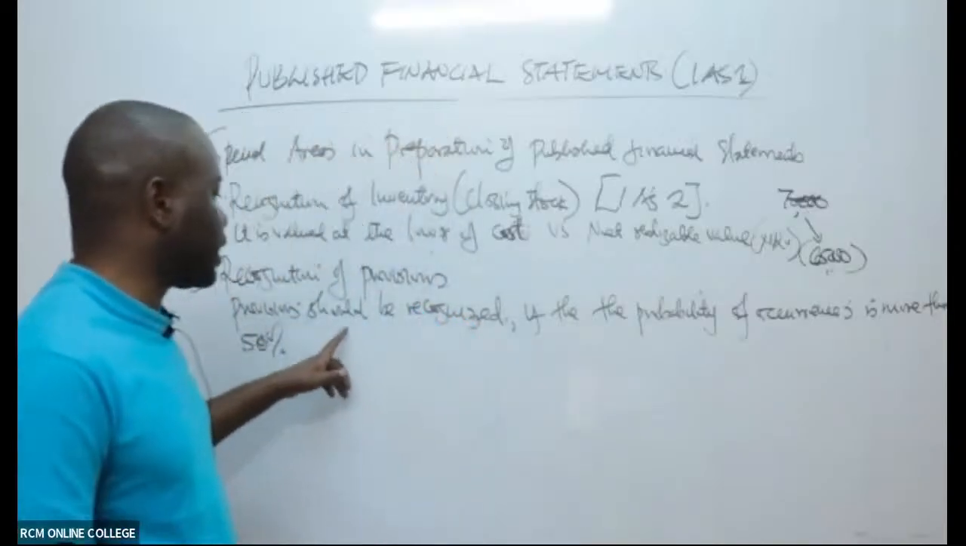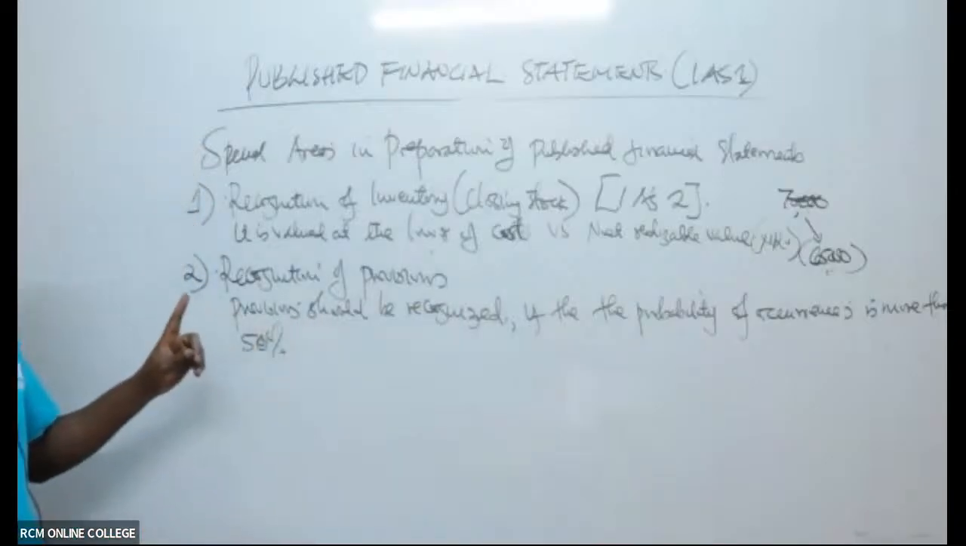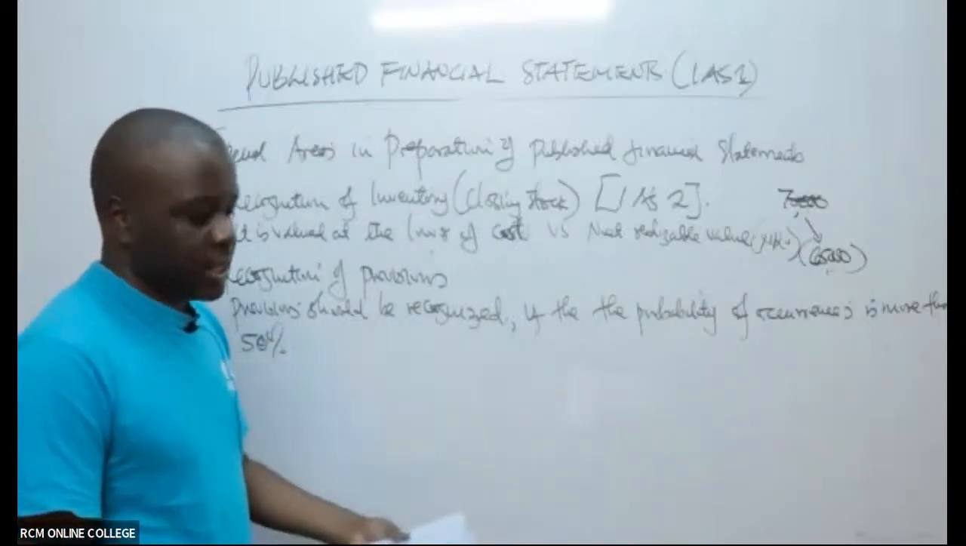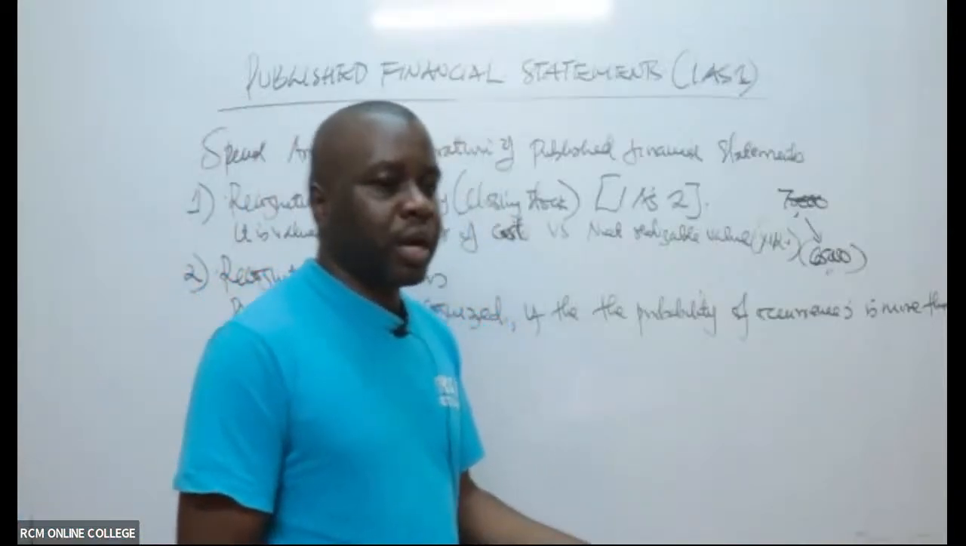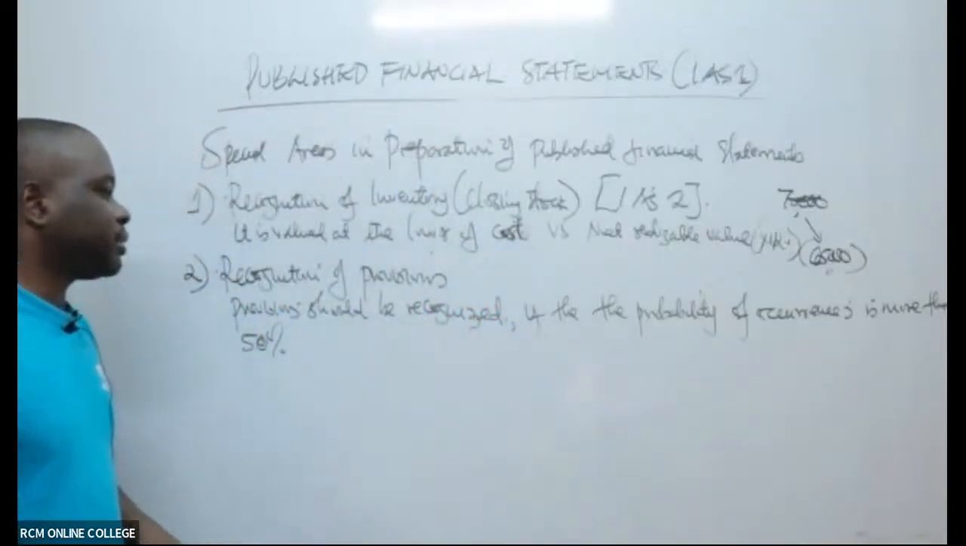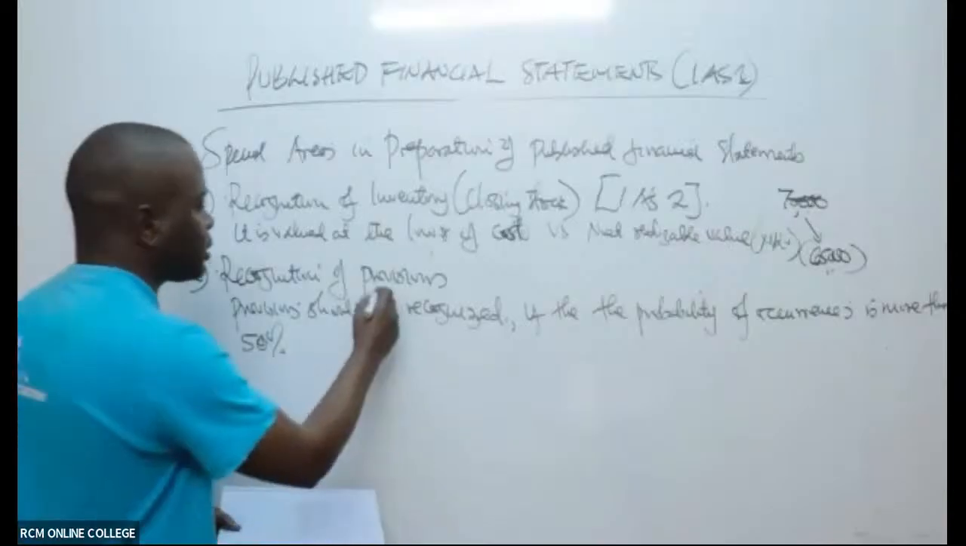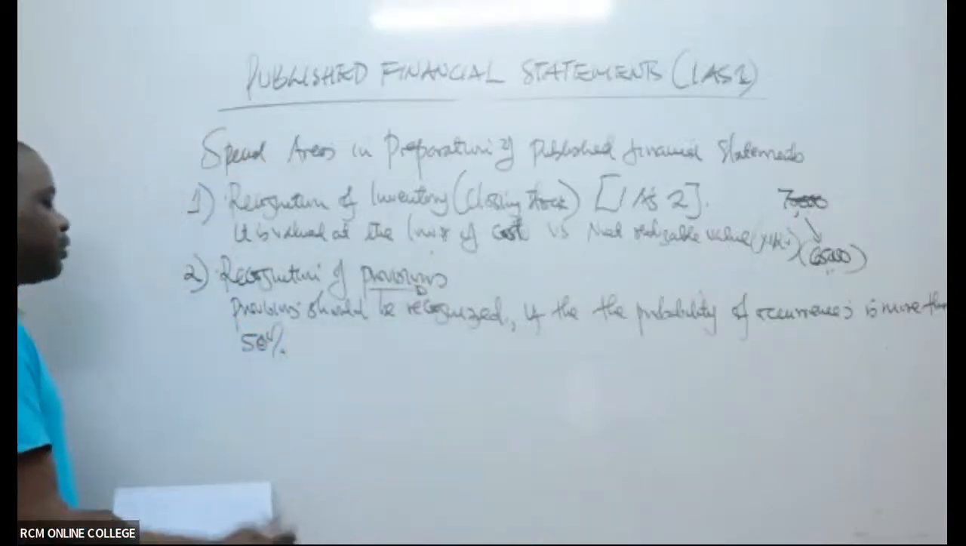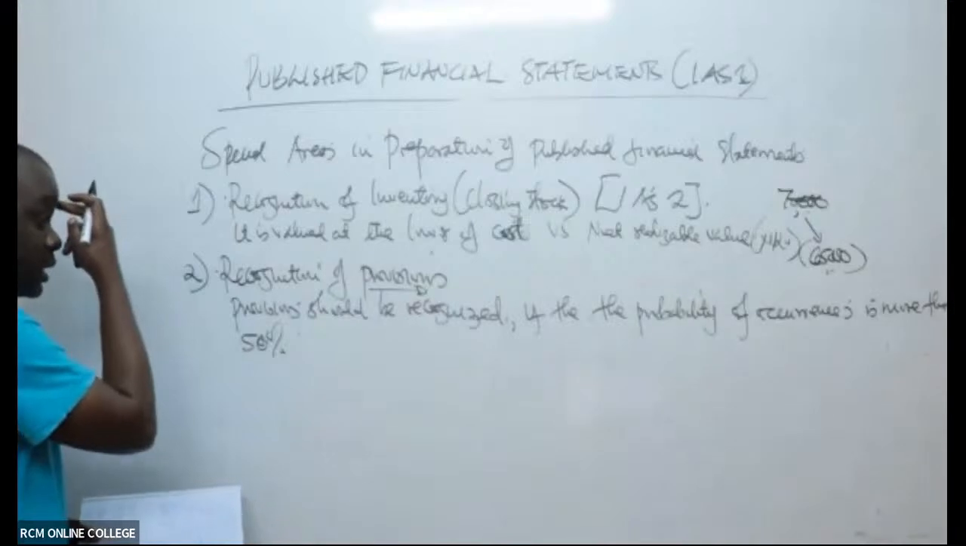So it means you have to do what? To make a provision. So you'll have to recognize it as part of what? The expenses, for example, when you're coming up with the income statement. So when you're recognizing provisions, if there's a high chance of occurrence of it, then you must be able to provide for it in the books of accounts.